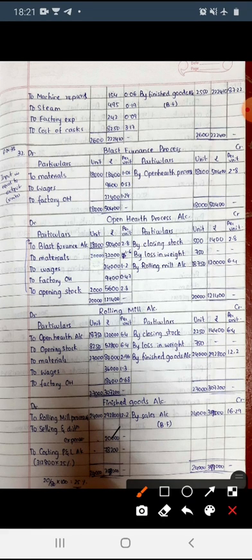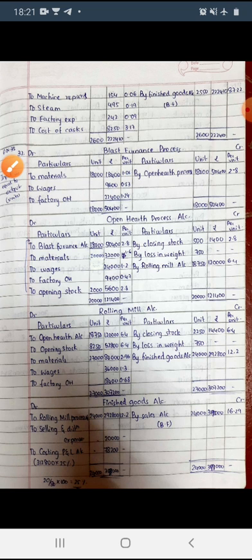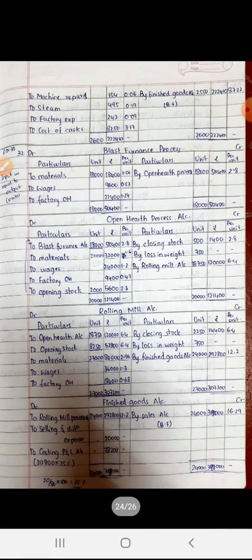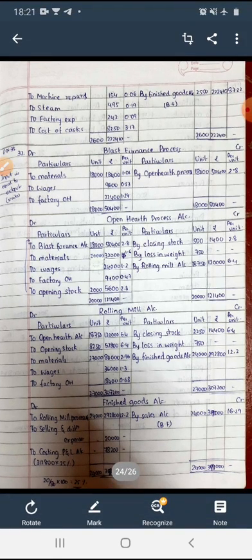Okay, next there is a sale. 20% on selling price means you have to convert it to a percentage on cost. This is the cost price, right? The percentage on cost is 20 divided by 80 into 100, that is 25% on cost. So 25% on cost is 2,92,800 plus 20,000, 3,12,800 into 25%, which means 78,200. You just add all the things and transfer; this is the sales amount. This is the sales. This is about the finished goods account.